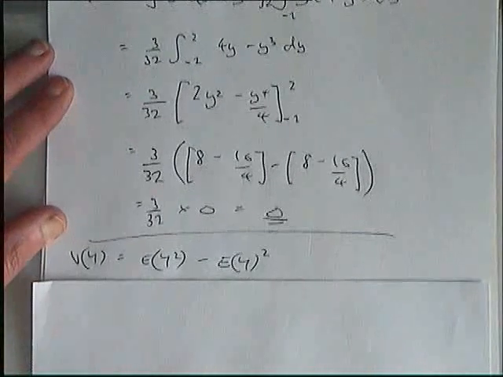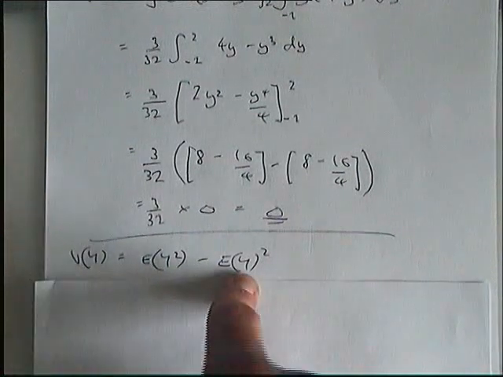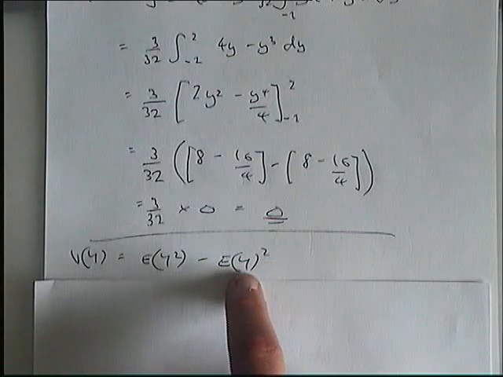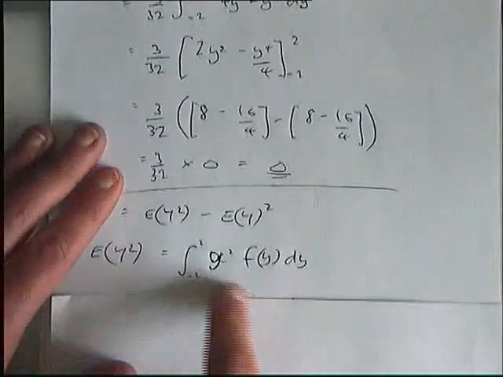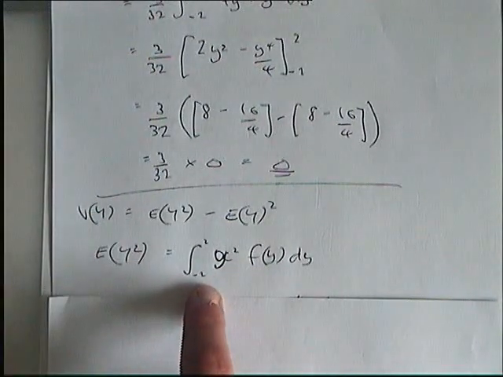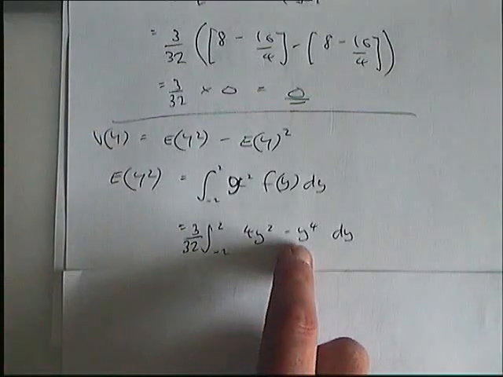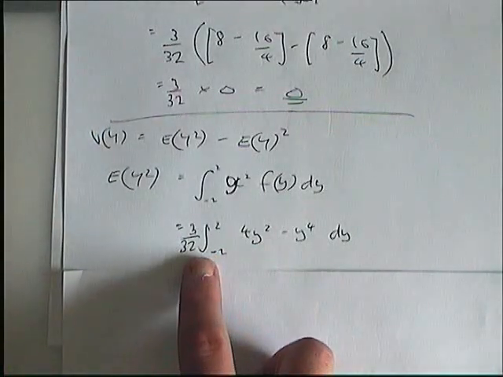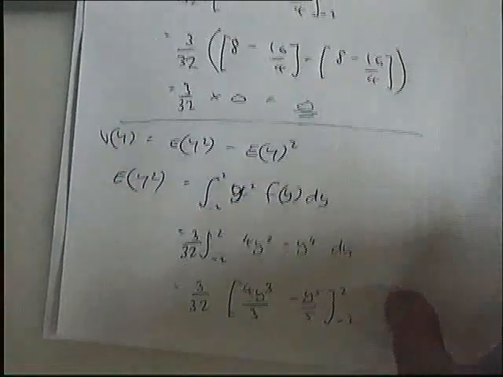And for the variance, well, that's the formula. Expectation of y squared, take away expectation of y all squared. This we know is 0. So this time it's the integral of y squared times by our function. And again we'll use the limits provided in the question. So I've multiplied my function by y squared. I've taken my 3 over 32 out. Integrate it. Stick the limits in.